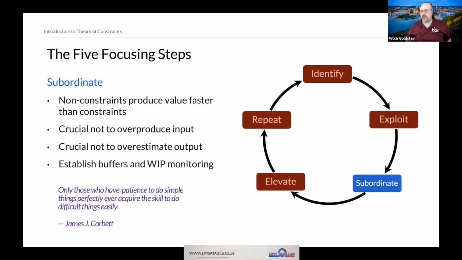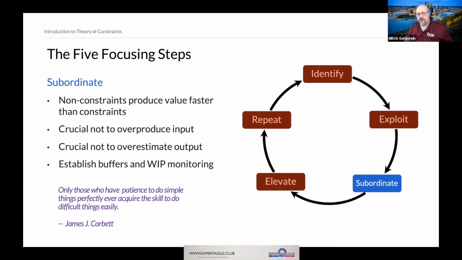Subordinate, also a curious word, but inside this world, it means a very important thing. We know, and we've agreed, that non-constraints provide and produce value faster than constraints. We know that because the definition of a constraint is something that restricts the flow of value. It's very important when we focus not to overproduce input. In other words, not to stack up input in front of a constraint. That will not help.